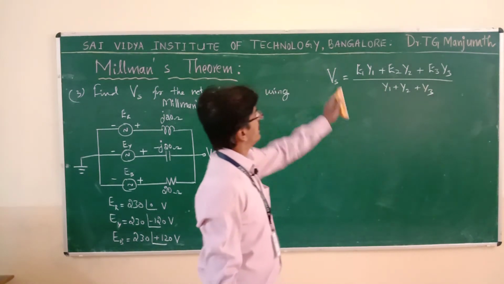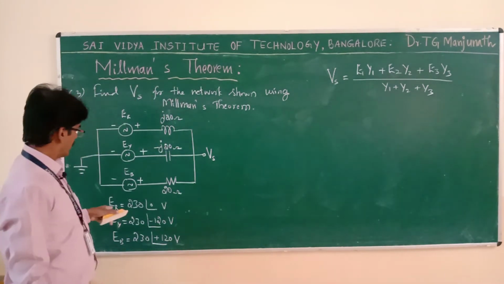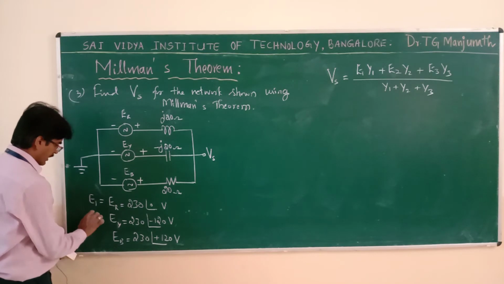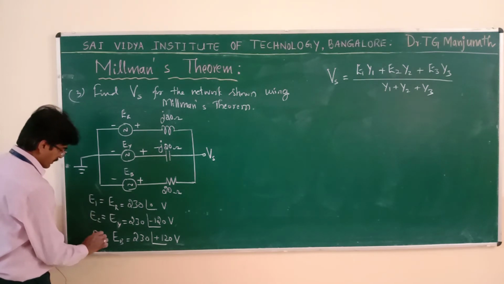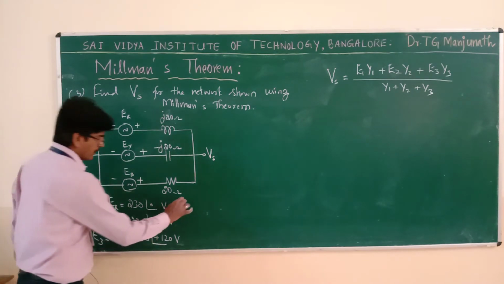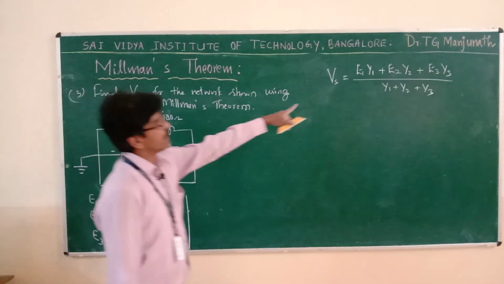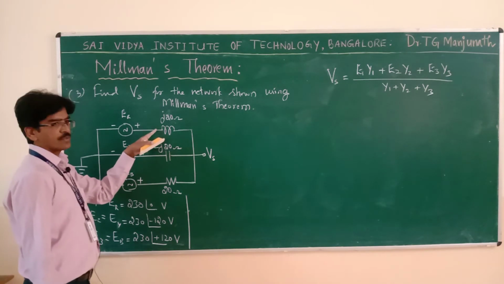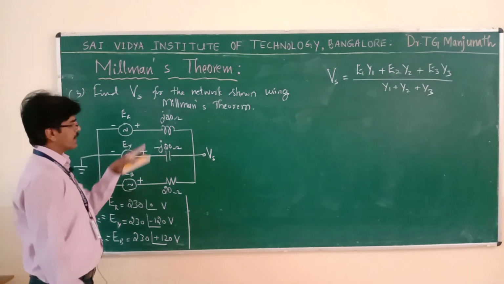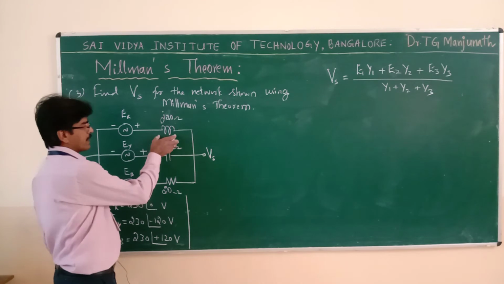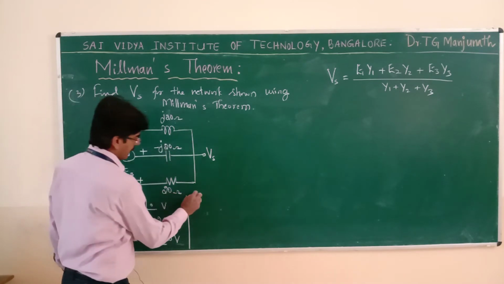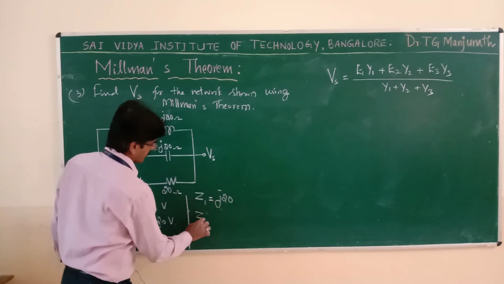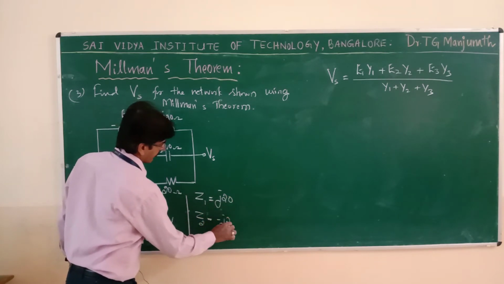Here E1, E2, E3 are nothing but these; I can take this as E1, this as E2, and this is your E3. Now you know E1, E2, E3. Next, what do I want? Y1, Y2, Y3. To find that, first you should write here the impedances of these sources. So this is Z1, this is Z2, this is Z3. What is Z1 here? J20. Z2 is what? Minus J20.